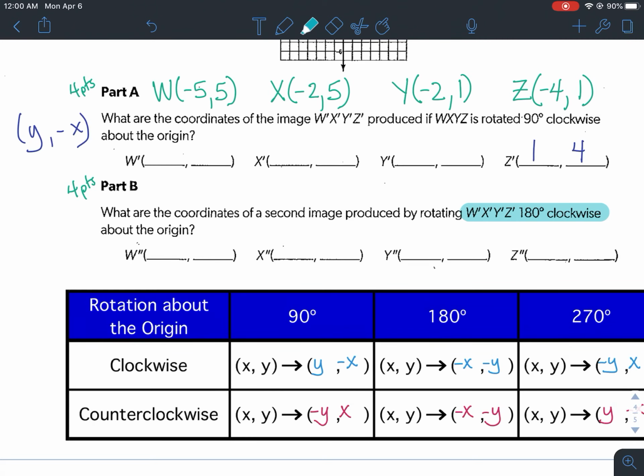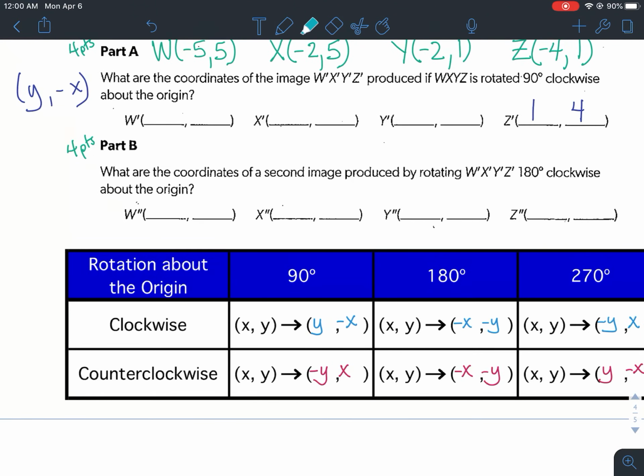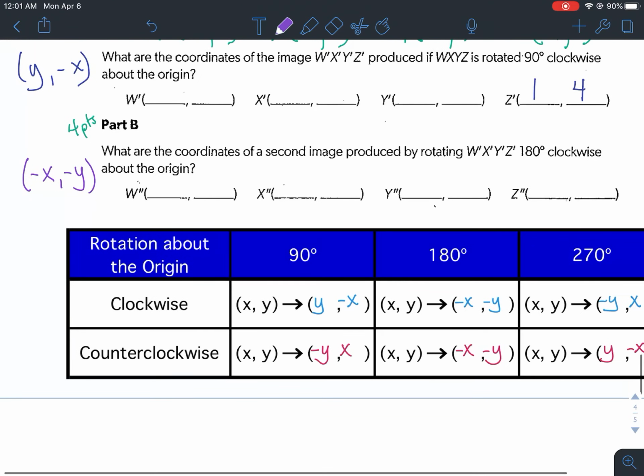Okay, so 180 degrees clockwise about the origin. Here's clockwise, and here's 180 degrees. Remember, with 180 degrees, it doesn't matter which direction you go. It's always the opposite of x, the opposite of y. Negative x, negative y. So over here, let's write (negative x, negative y). We're going to take the opposite of the x coordinate and the opposite of the y coordinate. Remember, you're using your prime figures.